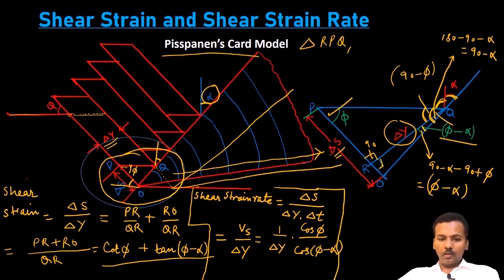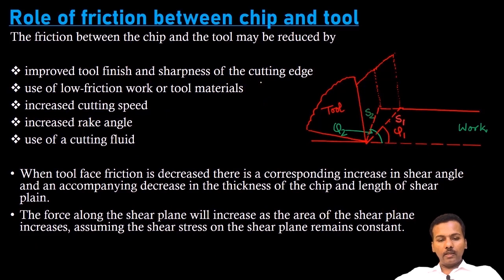So this is the Piispanen-Card model by which we are able to calculate the shear strain value, that is going to be cot phi plus tan phi minus alpha, and shear strain rate, that is 1 upon delta y into cos phi upon cos phi minus alpha. This is the important slide, and that will depict the role of friction between the chip and the tool, because we have already considered that the friction has a major importance in creating the built up edge, and how the friction is going to modify the machining process.